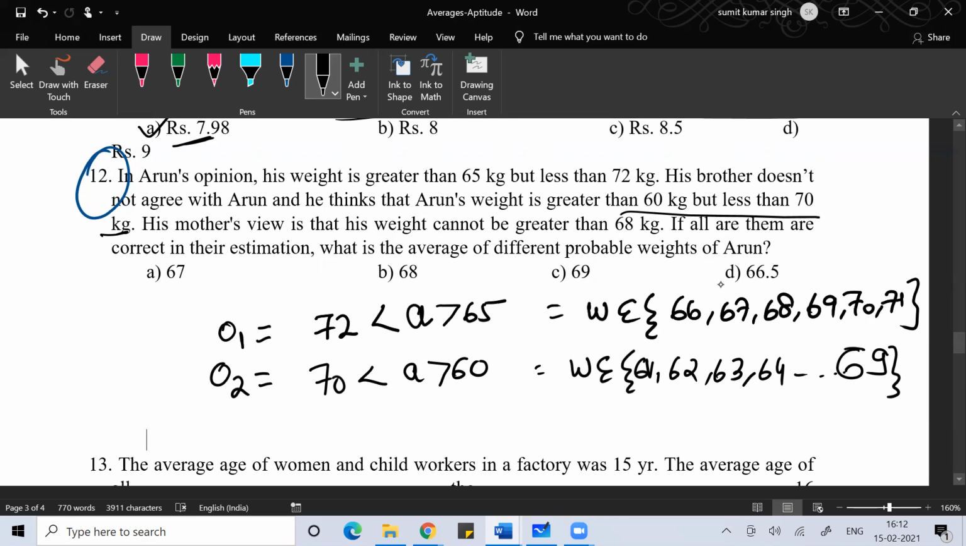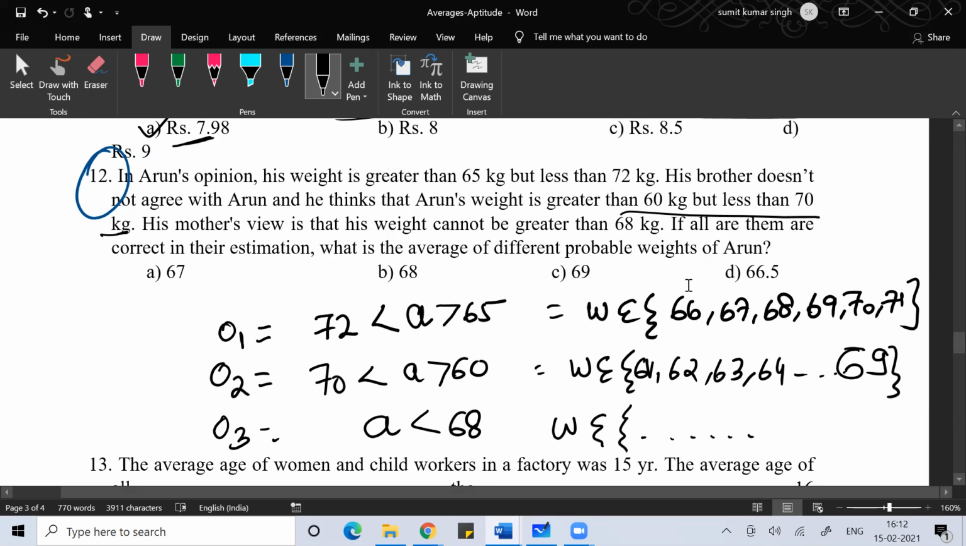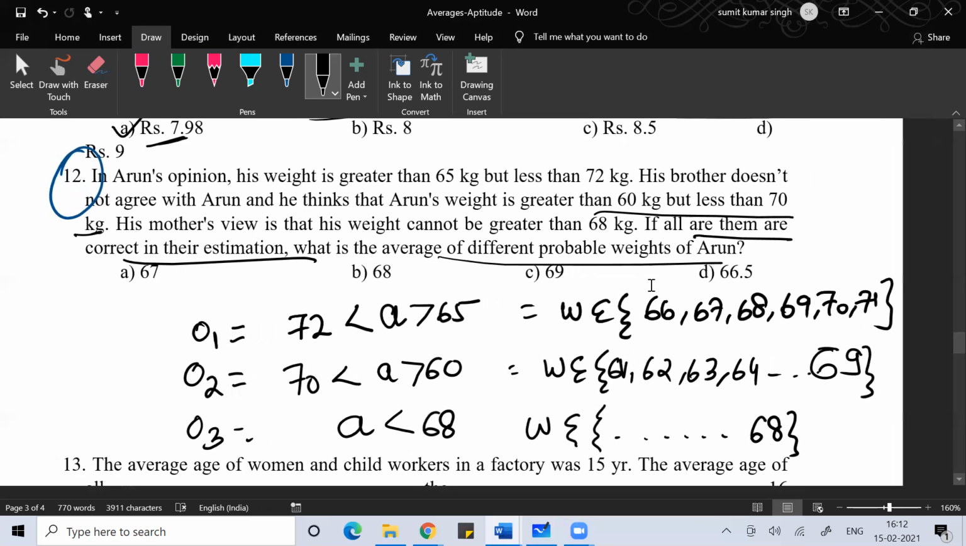So his mother's view is that his weight cannot be greater than 68 kg. So the third opinion, his mother's view, is that his weight cannot be greater than 68 kg. His weight is anything less than or equal to 68, so maximum his weight can be 68 kg. Okay. So if all of them are correct in their estimation, what is the average of the different possibilities of weight?